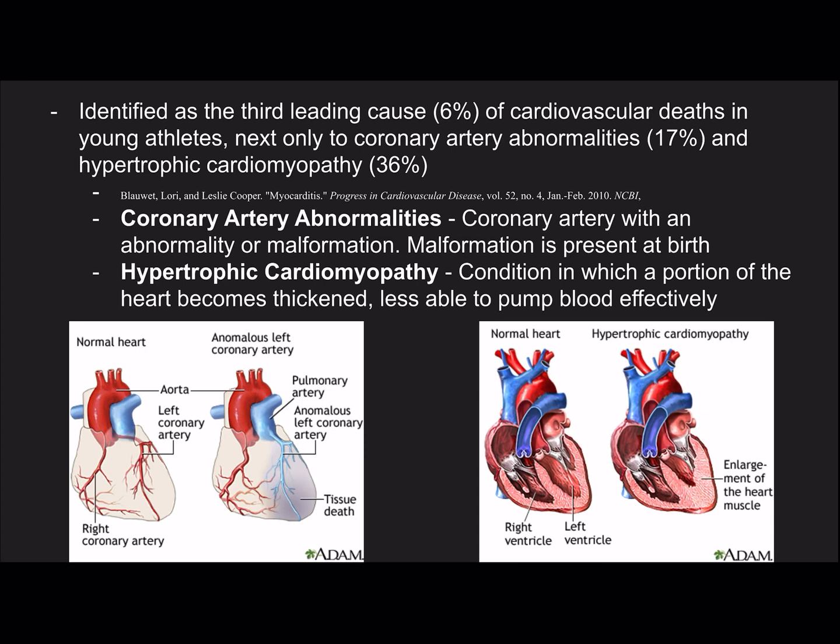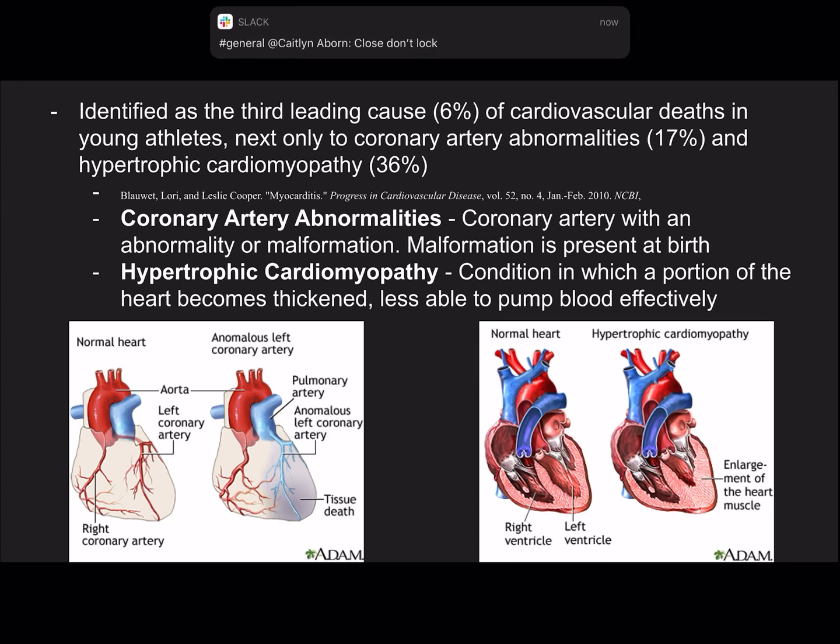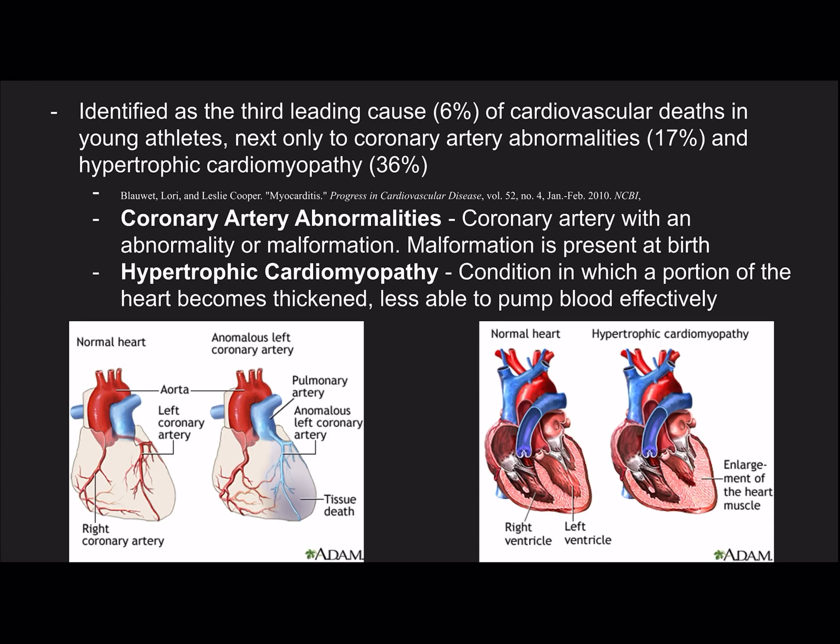So if you look at the bottom of the slide on the left hand, that left-hand picture, you can see the left is a normal heart. And you can see that the left coronary artery is coming out of the aorta, which is what it's supposed to do. It's what it would look like on a normal heart. And then on the right-hand side, you can see that the left coronary artery is now coming out of the pulmonary artery, which is not what it's supposed to look like. And then because of that, you can see at the bottom of the heart, it causes tissue death.